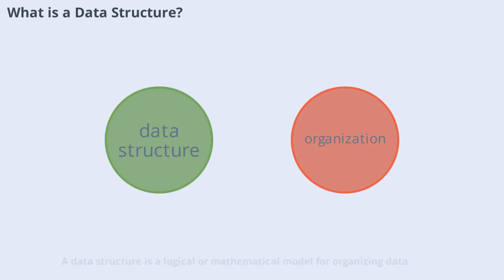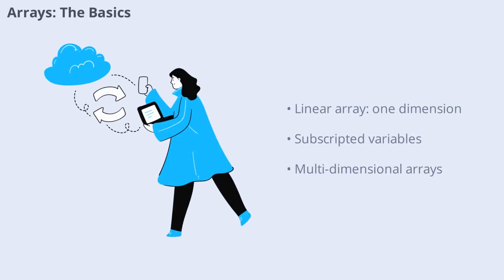A data structure is a logical or mathematical model for organizing data. The choice of structure depends on how well it represents real-world relationships and how easily it can be processed. We'll introduce several common data structures, each with unique strengths for different tasks. Arrays are the simplest data structure.